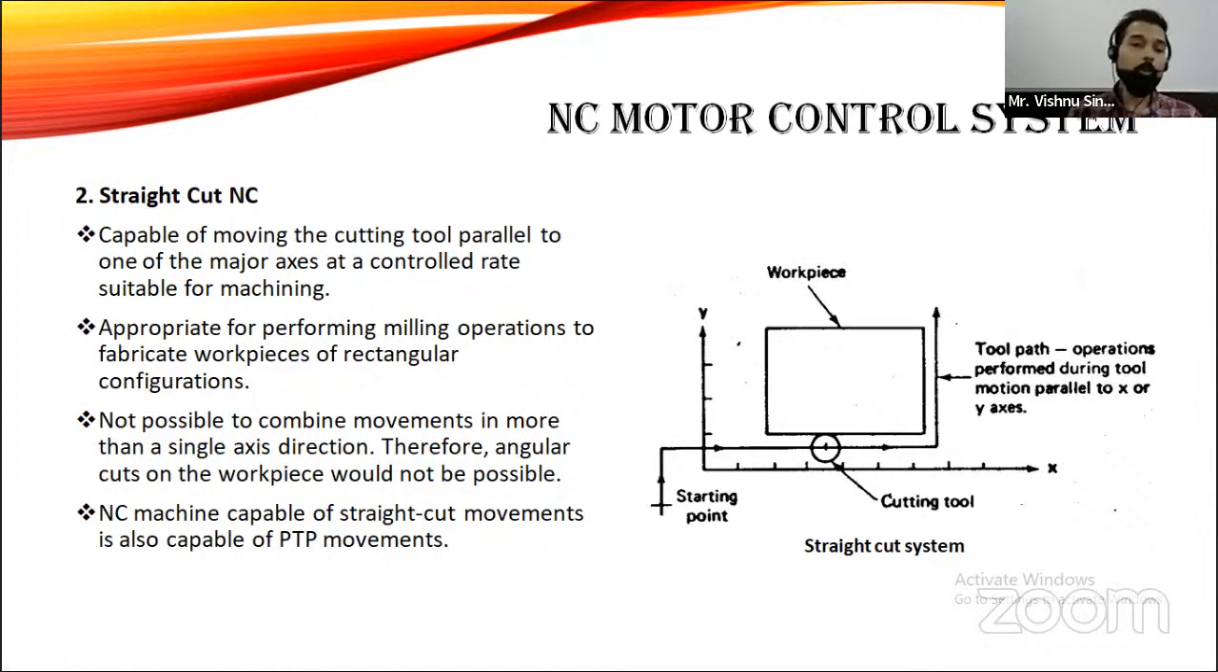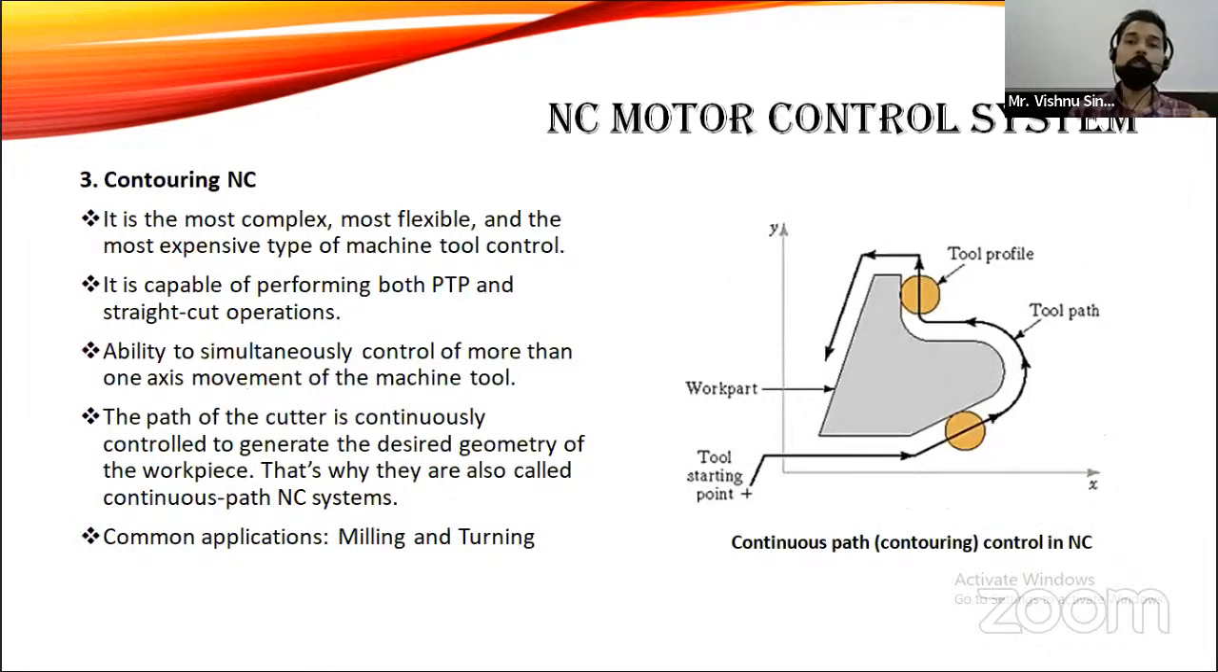We can also perform point to point operations with the help of this motion control system easily. Now, the last motion control system being used is contouring NC. It is also known as the continuous path NC system. Basically, almost 99% of our modern CNC machines have a contouring NC system, or continuous path NC system.